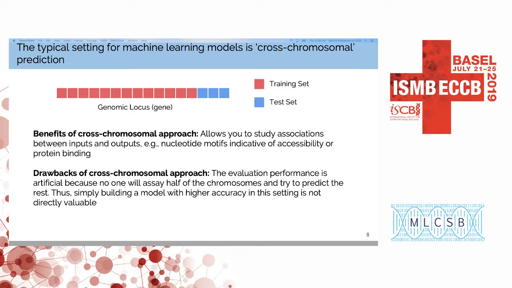It doesn't matter, because there is no real evaluation setting where someone is going to hand you half of a genome and say, we need to make that prediction. And so I would avoid using this setting if your goal is simply to build a better predictive model.